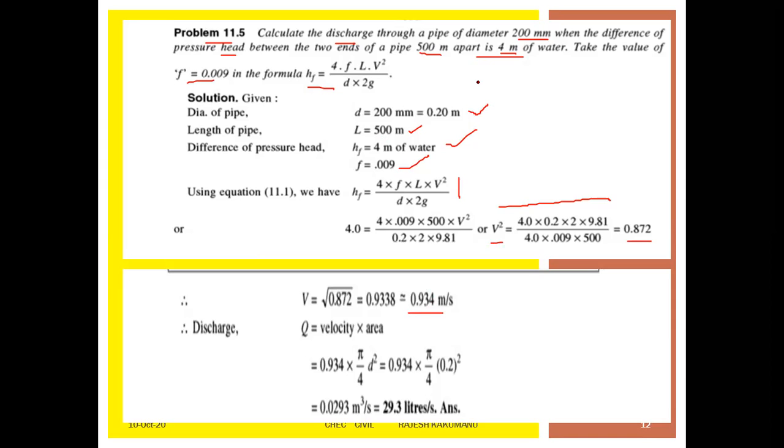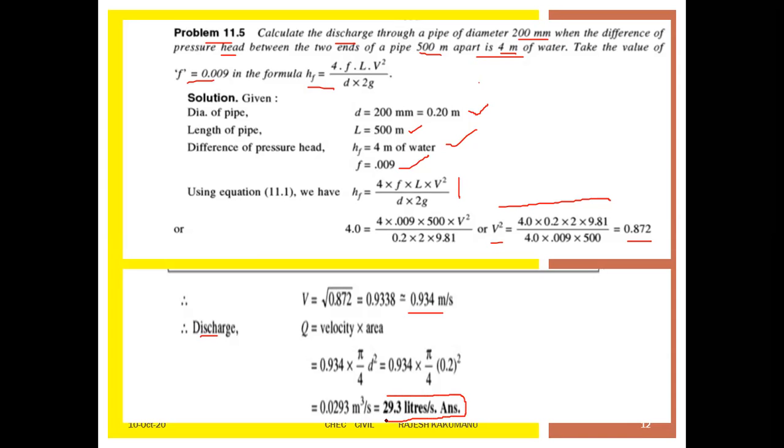So once you got the velocity, what is the thing you have to find? You have to go for the discharge. Discharge is equal to Q. Q is equal to velocity into area. And what is the velocity here? 0.934 into area, which is pi d square by 4. Then what is the d here? 0.2. Now substituting these values directly, you are getting the discharge value. So these are very simple and easy problems by using the Darcy Weisbach formula. Got it? I hope you are understanding the small problems.